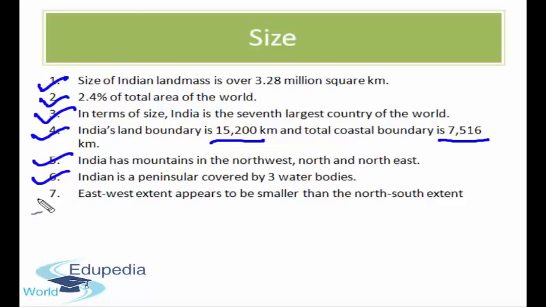Now the three water bodies that surround India are, on the southwestern side we have the Arabian Sea, on the southern side we have the Indian Ocean, and on the southeastern side we have the Bay of Bengal. Now if you were to measure India from north to south and east to west, always remember the east to west extent appears to be smaller than the north to south extent. So this was all about the size of the Indian subcontinent.